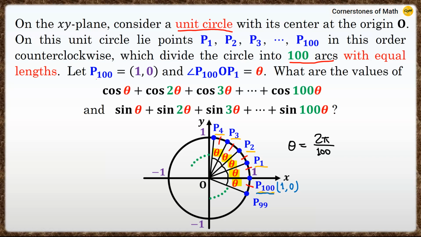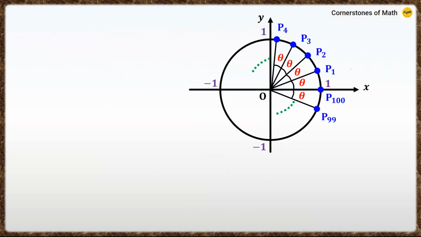What are the values of cosine theta plus cosine 2 theta plus cosine 3 theta plus so on plus cosine 100 theta, and sine theta plus sine 2 theta plus sine 3 theta plus so on plus sine 100 theta? Alright, now I am going to solve this problem. First, let us think about the coordinates of these 100 points.